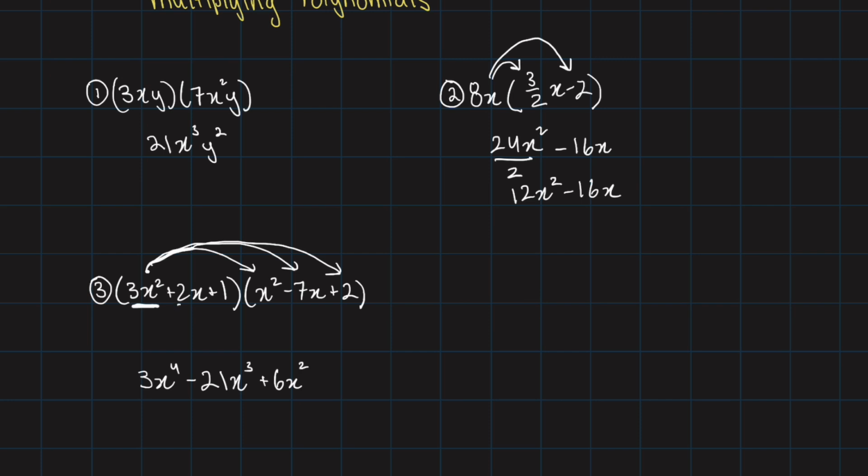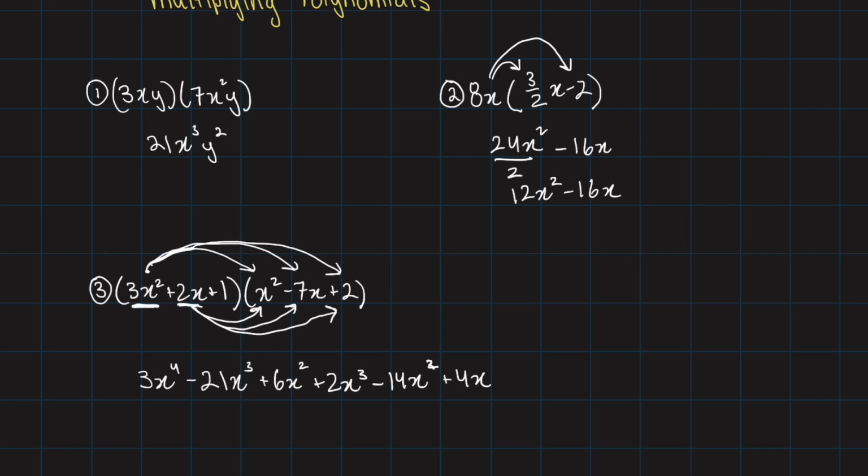Alright, now we move on to the second term in the first set of brackets to multiply with everything in the second set of brackets. So we have 2x times x squared, so that just gives us 2x cubed. Then we have 2x times negative 7x, so that gives us negative 14x squared. And then we have 2x times 2, which is just 4x.